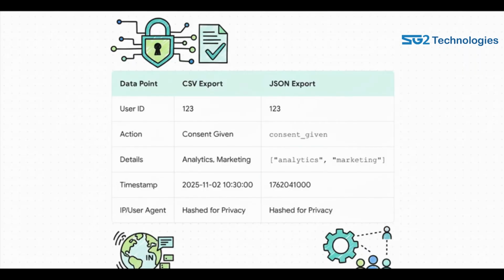Now, this is really interesting because it shows you just how straightforward an audit could be. The plugin lets you export all your compliance logs, and as you can see in this example, it captures what the user did and when they did it. But here's the really crucial part. It protects their privacy by hashing sensitive data like an IP address. That just means the information is scrambled, so it's anonymous, but it's still verifiable. This is exactly the kind of record an auditor would want to see.